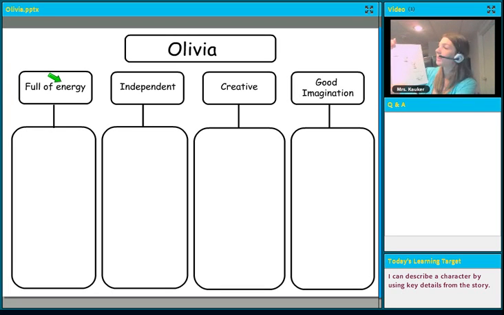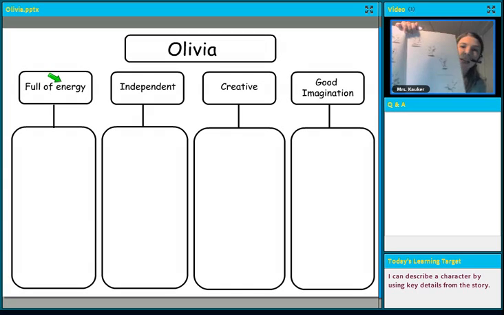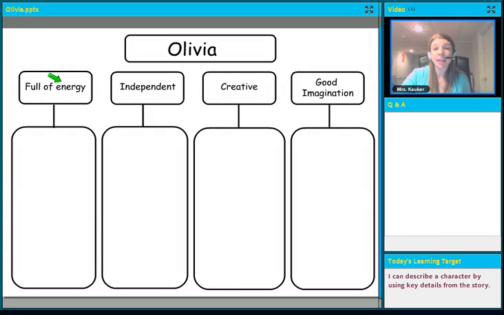It said on this page right here, the very second page, she is very good at wearing people out. I think that tells me that Olivia is full of energy because she wears people out. I found it in the book. I found the textual evidence.